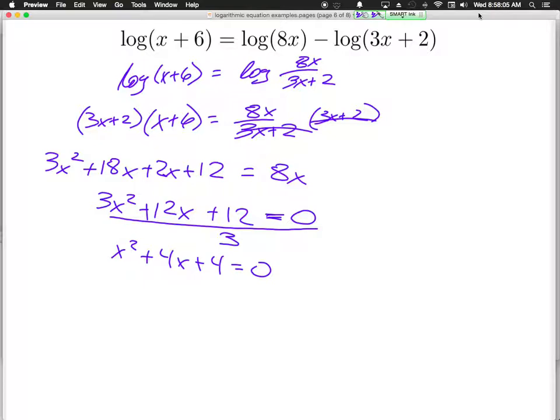So factor, how's that factor? x plus 2 and x what is it? x plus 2, x plus 2. So that means I get x equals negative 2. We don't like it though. So my answer would be no solution.